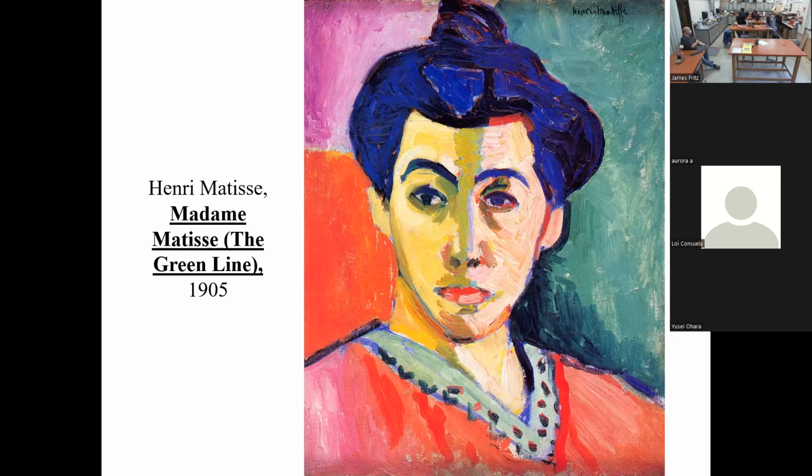And here's the good example used by all the textbooks to talk about this. This is Matisse painting a portrait of his wife. This is called Madame Matisse, but it has a nickname called the green line because of the line that runs down through the middle of her nose.